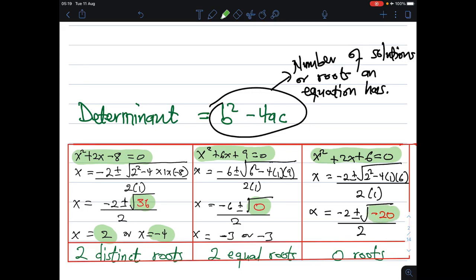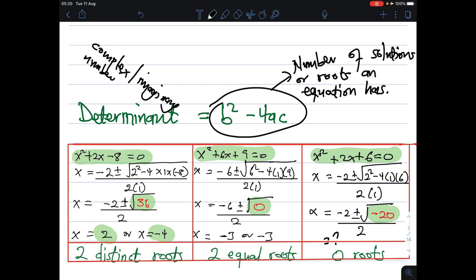And the thing is that the root of a negative number is not a real number. It is what we call a complex number, or simply put, an imaginary number. It's not part of the real number system that you know. So that is why I did not put any answer here. So it has 0 roots.